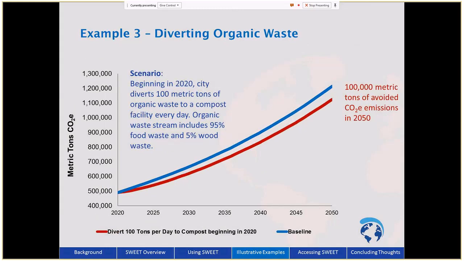And in example 3, we're considering a scenario in which beginning in 2020, a city starts diverting 100 metric tons of organic waste to a compost facility every day. We're assuming that this organic waste stream includes 95% food waste and 5% wood waste. And you can see that if the city continues diverting 100 metric tons daily, beginning in 2020 through 2050, the city will be achieving 100,000 metric tons of avoided CO2 equivalent emissions in 2050.